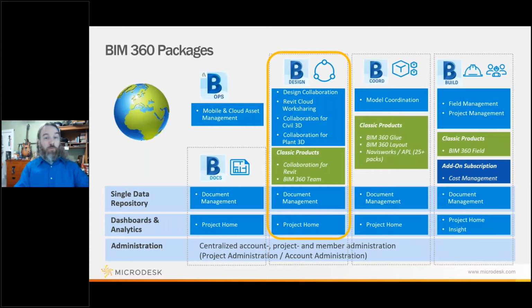Okay. Today we're going to be focusing on the design package of BIM 360. So this includes the document management, which we touched on last week with the project setup, and includes the design collaboration components, of which we have the Revit Cloud Work Sharing, collaboration for Civil 3D, and collaboration for Plant 3D. There's also the collaboration for Revit, or C4R, which is the classic version of that.